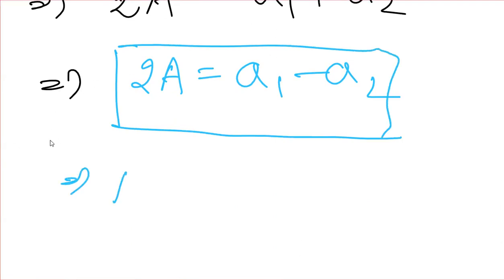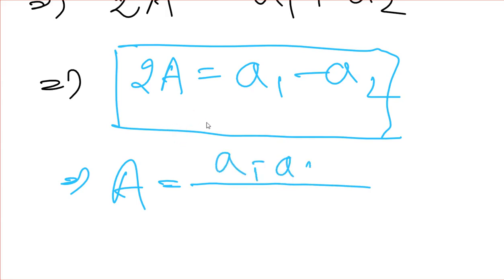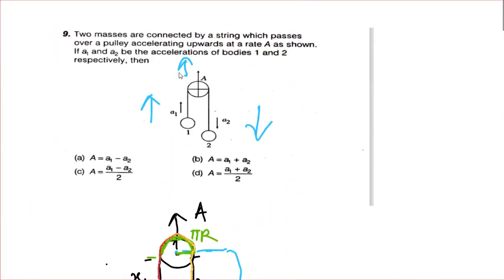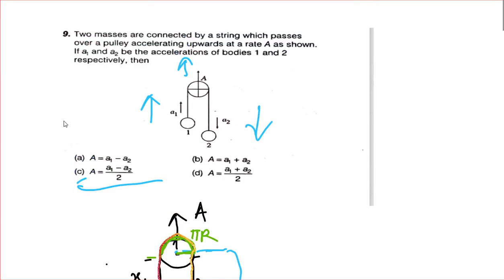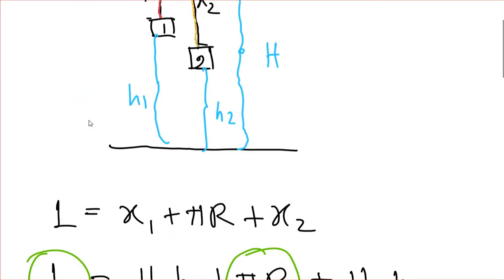So if we simplify this, it will be A equals a1 minus a2 divided by 2. So option C will be the correct option. Hope you understand.